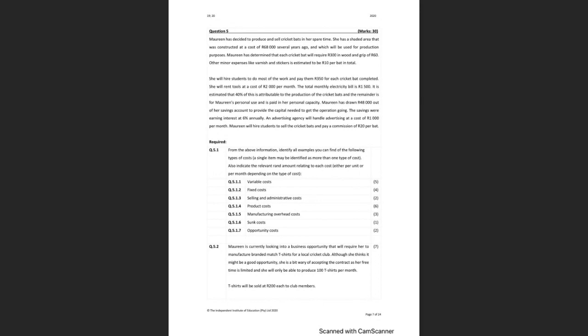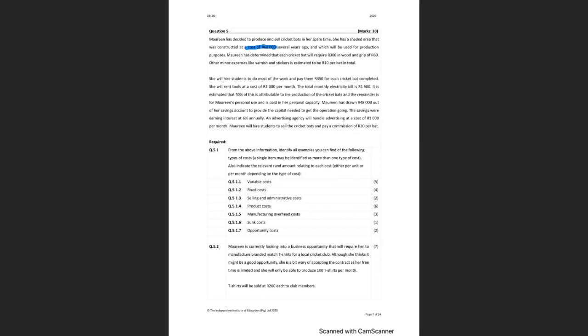Okay, so question 5 says Maureen has decided to produce and sell cricket bats in her spare time. She has a shaded area that was constructed at a cost of 68,000 rand several years ago. So let's highlight that it was a cost of 68,000 several years ago, and which will be used for production purposes. Maureen has determined that each cricket bat will require 300 Rand in wood.